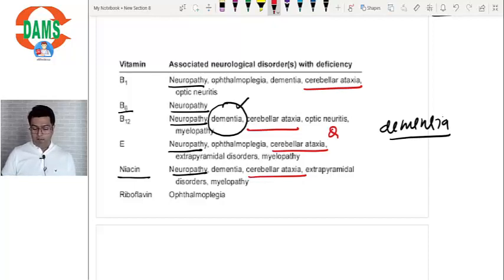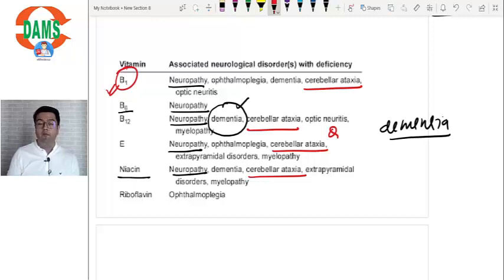So see, among the common vitamin deficiencies, if thiamine was an option, that can be the best answer if the word ataxia was used in the MCQ, because thiamine deficiency is very common, especially in alcoholics, and they present with ataxia or uncoordinated movements. Clear? Fine. So if dementia is asked, go for B12. If tingling sensation is asked, the best answer is B12 again, right?